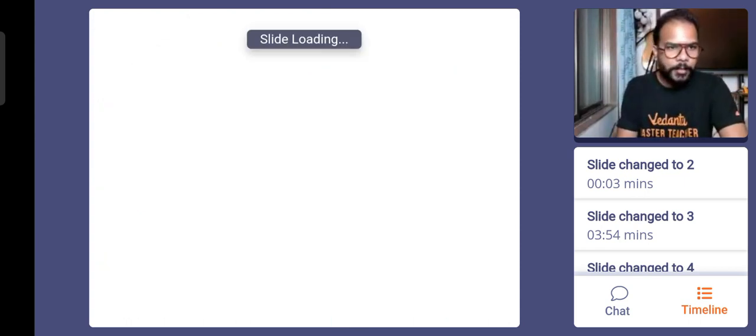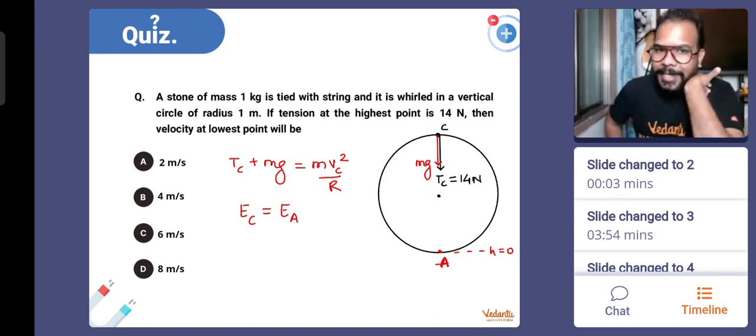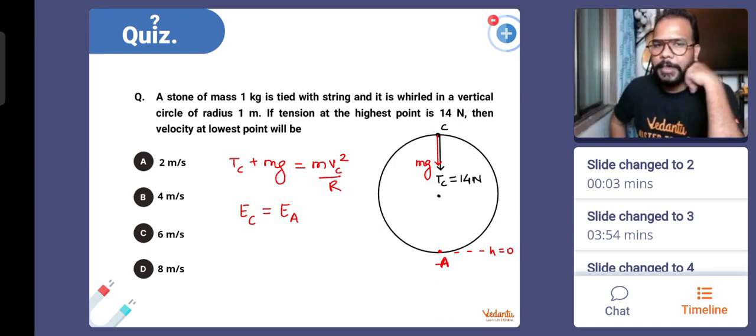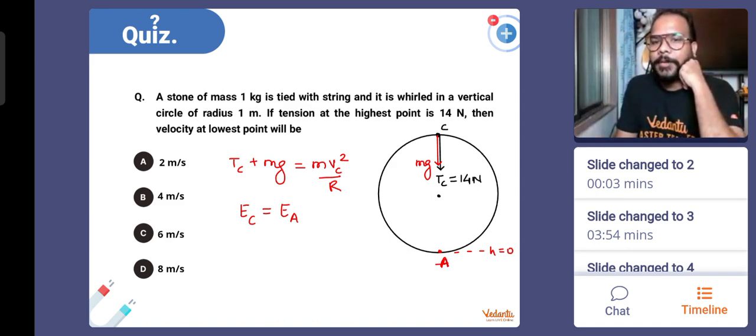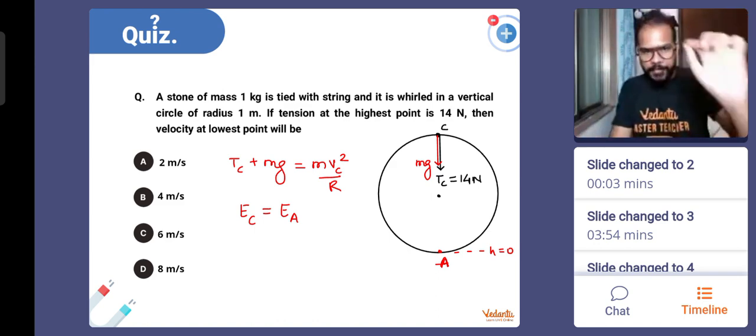Thank you. Chalo guys, question in front of you. A stone of mass 1 kg is tied with a string and whirled in a vertical circle of radius 1 meter. If the tension at the highest point is 14 Newton, then the velocity at the lowest point will be how much? The question is nowhere saying that the velocity at C is minimum or critical. It didn't say anything like that. That's why I have given you the hint.